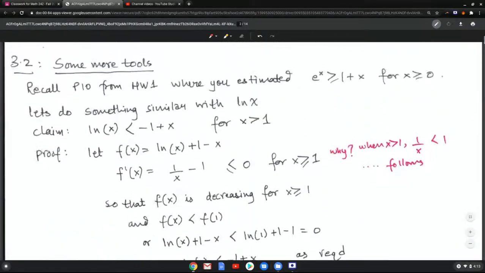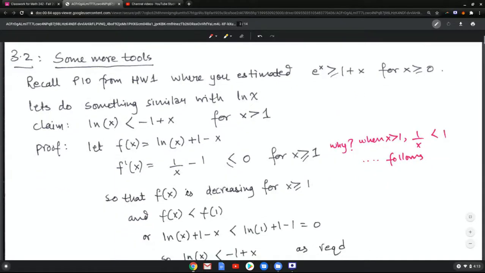So here's the motivation for our next topic. You recall problem number 10 from homework 1, where you estimated e to the power x as being greater than or equal to 1 plus x. Well, let's try to do something similar with log x. The hint for that problem, and some of you got it correct, is to use facts about increasing or monotonic functions. So my claim is that log of x is less than negative 1 plus x for all x greater than 1.